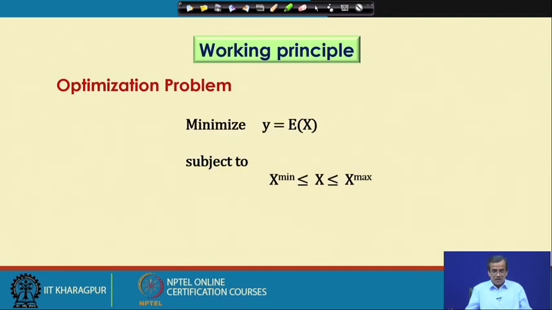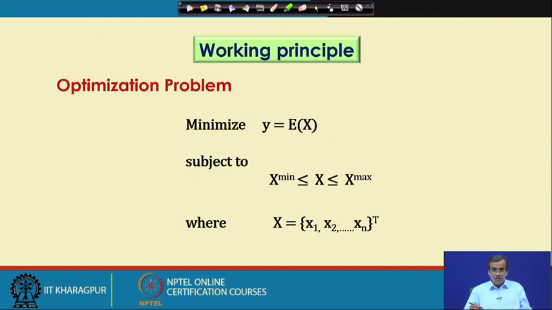Supposing that I have one objective function: minimize y, which is a function of x, E(x), the energy, and capital X indicates the collection of all the design variables. Supposing that I have n design variables, capital X is nothing but a collection of small x1, x2 up to xn, and this is the range for the variable x, lying between x minimum and x maximum. This is an unconstrained optimization problem, because here there are no functional constraints.